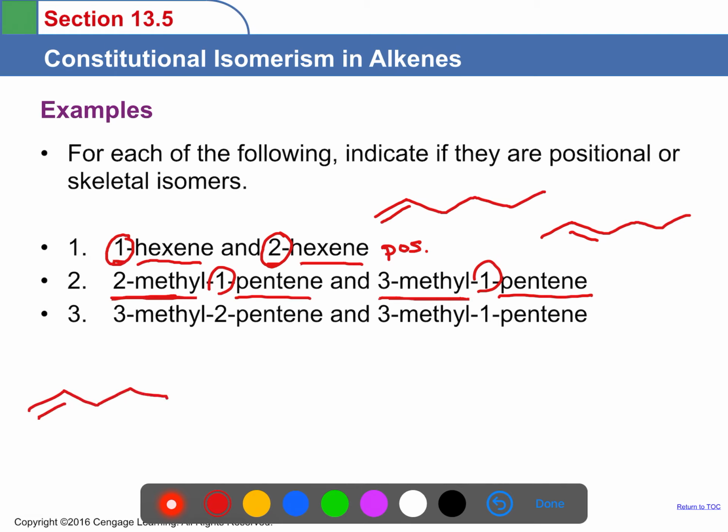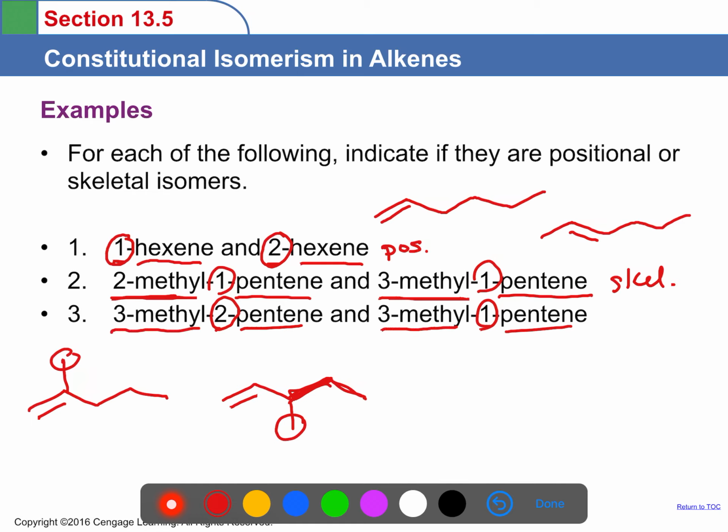Let's go ahead and look at these. We've got 1-pentene, methyl group on 2. 1-pentene, methyl group on 3. So here, what is changing is the location of a carbon atom. So these are going to be skeletal. Last example, pentene, the double bond does move, goes from 2 to 1. The substituent 3-methyl does not move, so the only thing that is changed is the location of the double bond, so this is also positional.